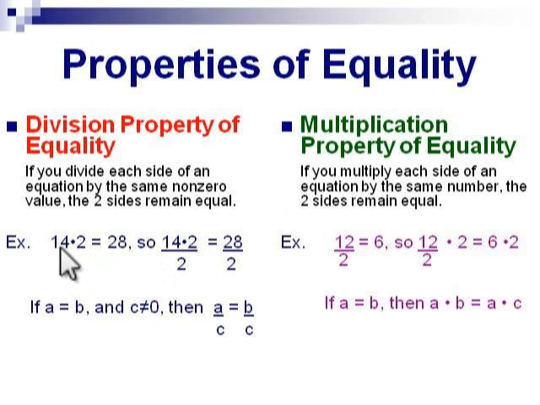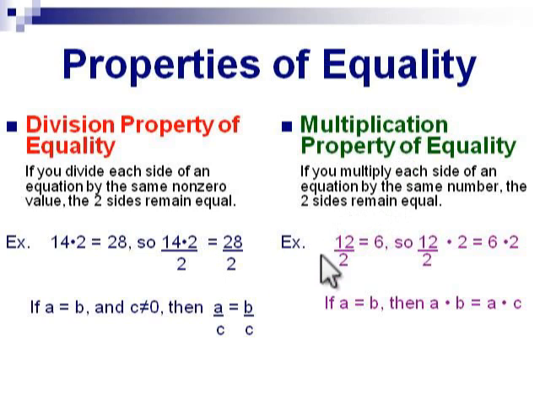If you have an equation to begin with, for example, 14 times 2 equals 28, then if you divide both sides by the same number, in this example, we divided by 2 on each side of the equal sign, then the statement is still true, or is still equal. The same is true for multiplying.